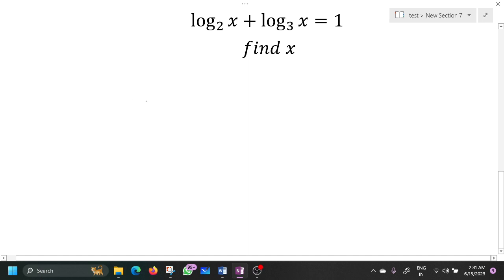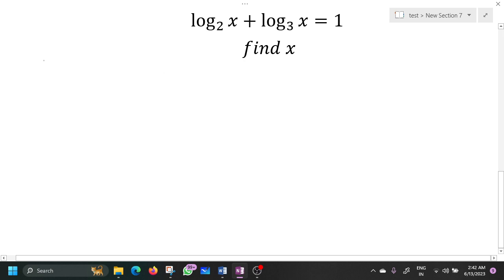Welcome everyone. We have this nice log equation and we have to find the value of x. So let's start. We have log base 2 of x and log base 3 of x, and the sum is equal to 1. We can solve this equation by changing the base.